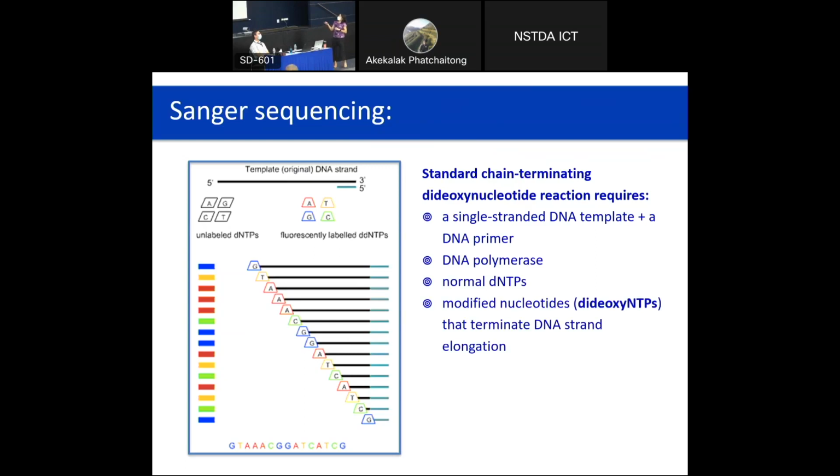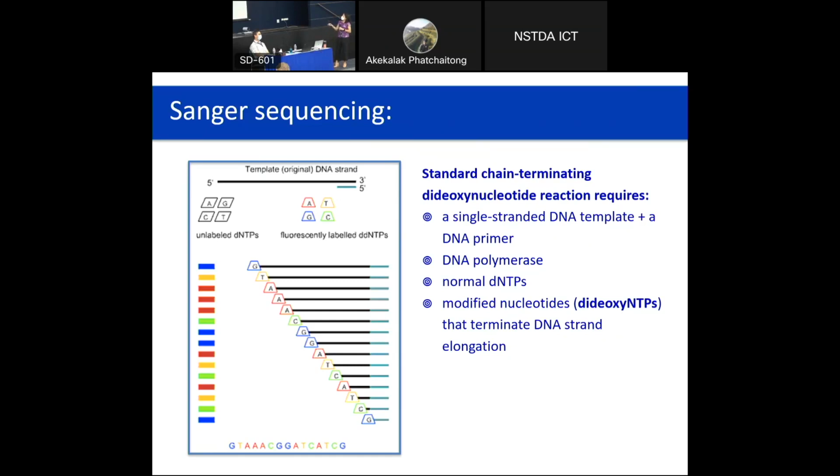The normal dNTPs, which are unlabeled, and the special ones that are fluorescently labeled and also have no hydroxyl group. Basically, whenever the fluorescently labeled dideoxynucleotide is incorporated, the chain is automatically terminated. You mix these at certain ratios so that once in a while, these get incorporated into the chain and then it gets terminated. And so you will have a very, very short product. And then hopefully at every single base, something gets terminated along the way.